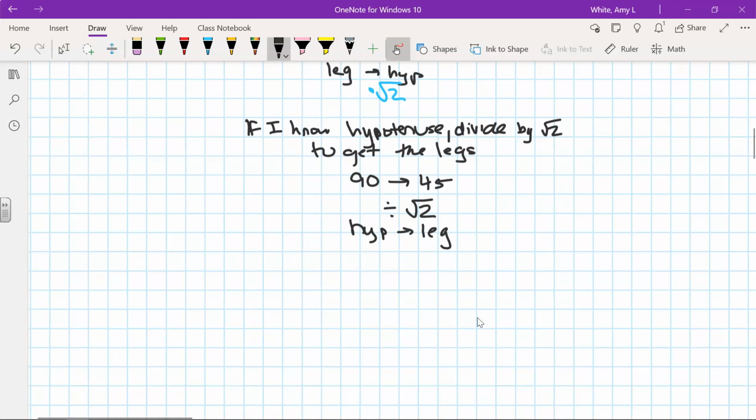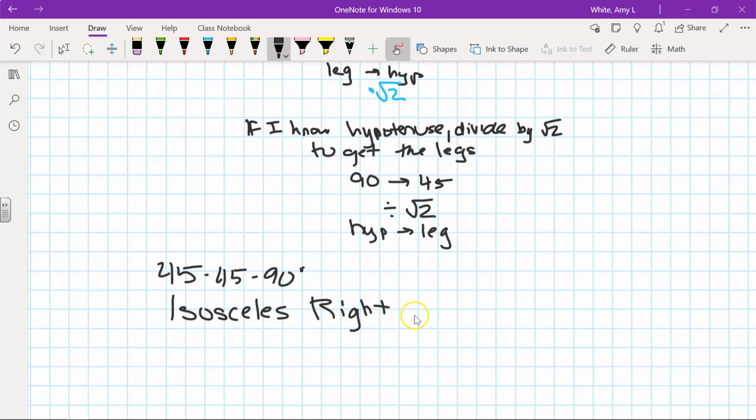One last thing to know about a 45, 45, 90 triangle. So that is a triangle with two 45-degree angles and one 90-degree angle. We could also call this an isosceles right triangle. All right triangles that are isosceles are 45, 45, 90. If you need to draw some examples to confirm that for yourself, you should. But any triangle that has two congruent sides and a 90-degree angle, the other two angles have to be 45 degrees.